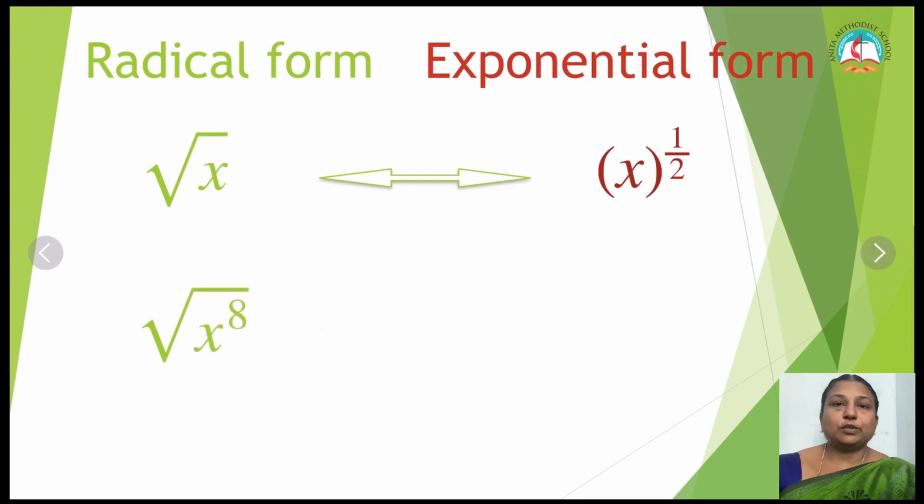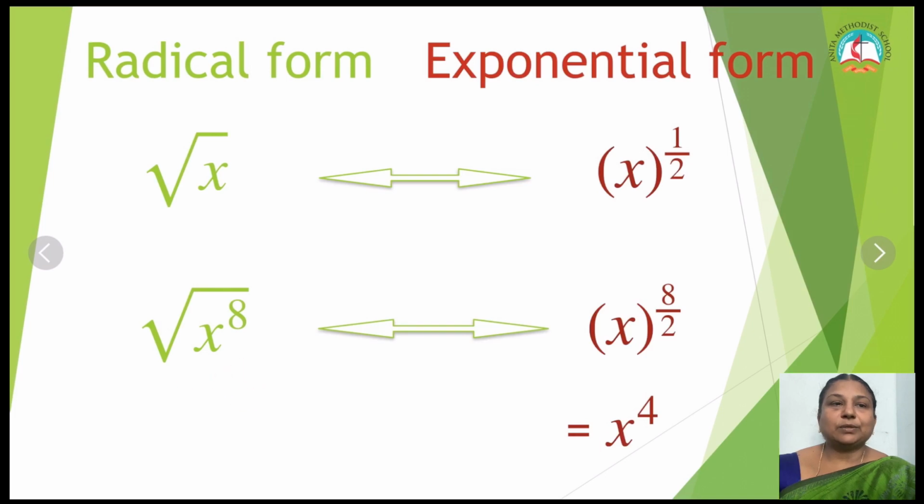Yes. Now suppose if you have square root x to the power 8, then how you can get the answer? It means x to the power 8 by 2. So 8 divided by 2, what you will get? 4. So you will get x to the power 4. So square root of x to the power 8 is equal to x to the power 4. So the power you have to divide by 2.